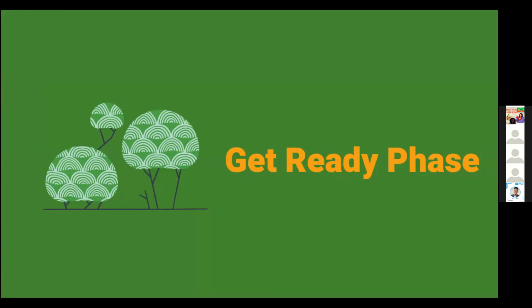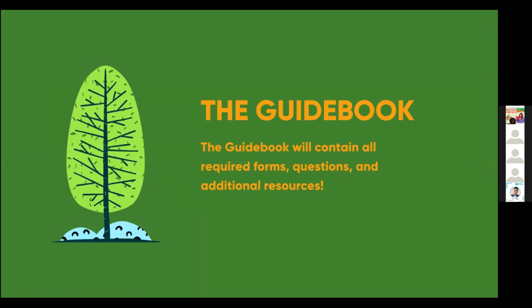So your first entry point into the campaign is the Get Ready phase. We emailed you a link to this phase about 10 days ago, and that will give you access to our guidebook. The guidebook is going to contain all the required forms and the questionnaires to complete the campaign, as well as a ton of additional resources. The guidebook is written with your students as the audience, but we think the more familiar you are with it, the stronger their projects will be. And just take note that anything you see today that has a white background is actually a screenshot straight out of the guidebook. So you're getting an idea of what the guidebook looks like, and it's completely accessible to you.